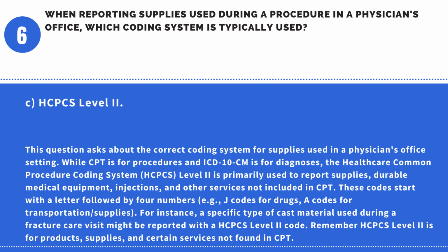These codes start with a letter followed by 4 numbers, e.g., J codes for drugs, A codes for transportation/supplies. For instance, a specific type of cast material used during a fracture care visit might be reported with a HCPCS Level II code. Remember, HCPCS Level II is for products, supplies, and certain services not found in CPT.